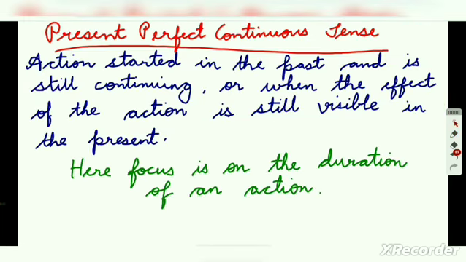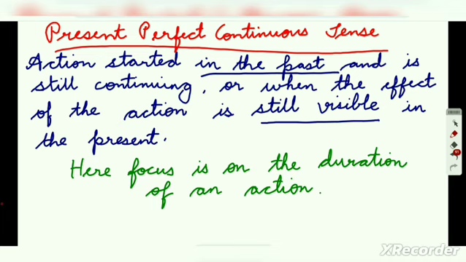Now let's move on to the present perfect continuous tense. This tense is used when an action started in the past and is still continuing, or when the effect of that action is still visible in the present. Okay, so the action has started in the past and is still continuing, or when the effect of that action is visible in the present. So here the focus is on the duration of an action.